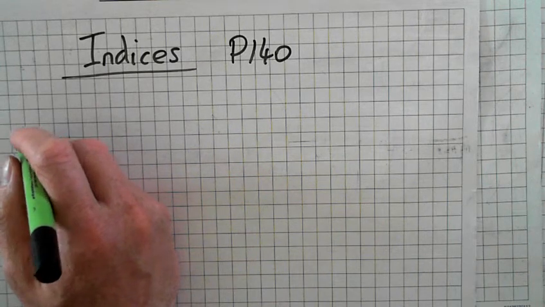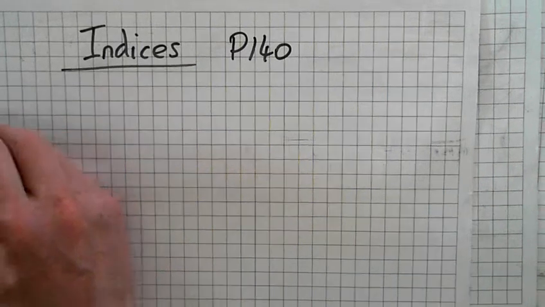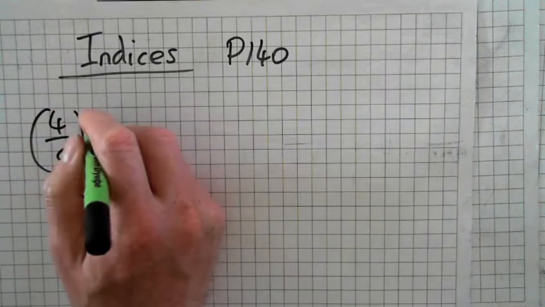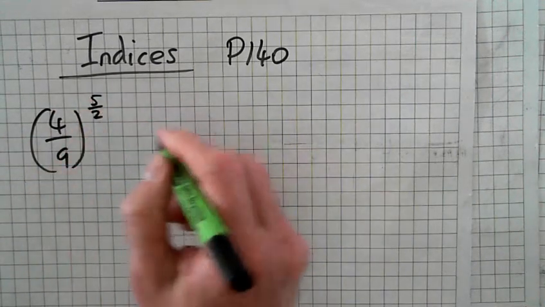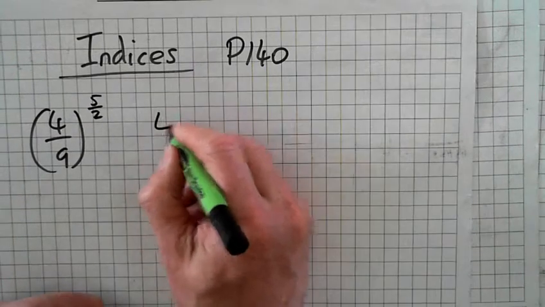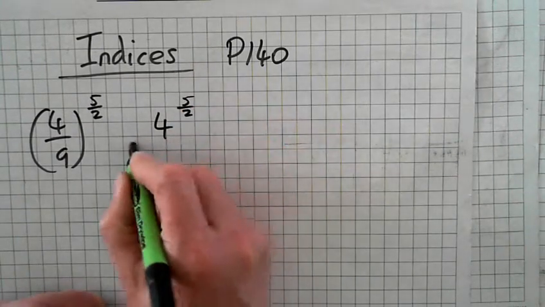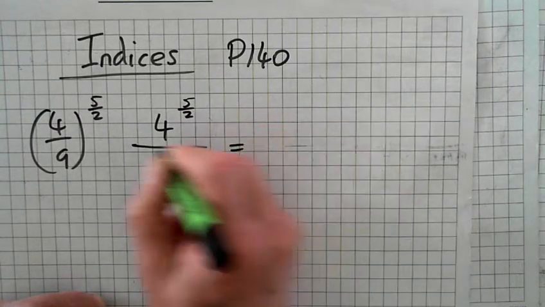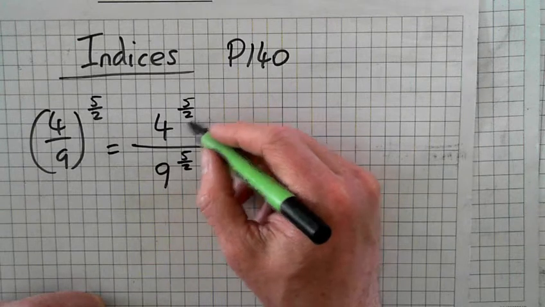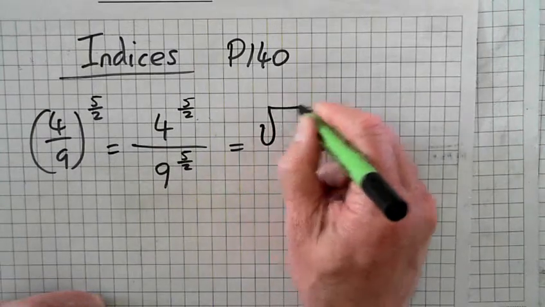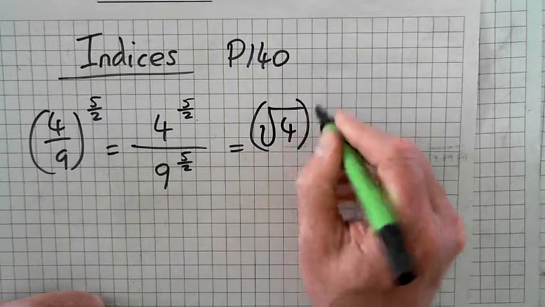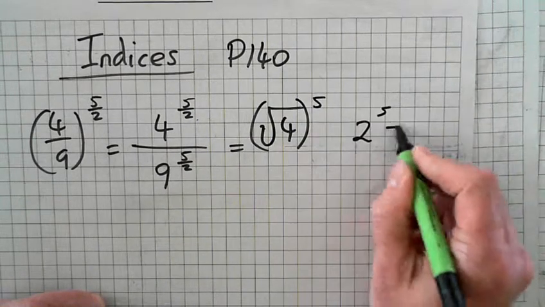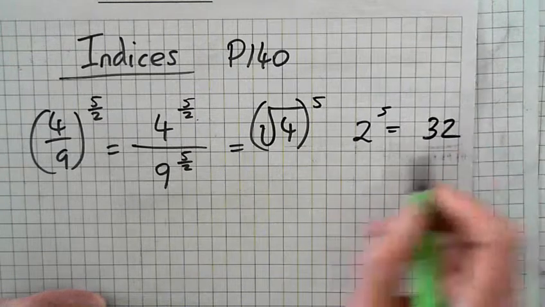Right, so we'll go on to another one. 4 over 9 to the power of 5 over 2. What does that mean? It means 4 to the power of 5 over 2 divided by 9 to the power of 5 over 2. We'll deal with the top bit first. So 4, what does the 2 mean? Square root of 4, to the power of 5. Square root of 4 is 2, to the power of 5, 32. We'll do the bottom bit now.